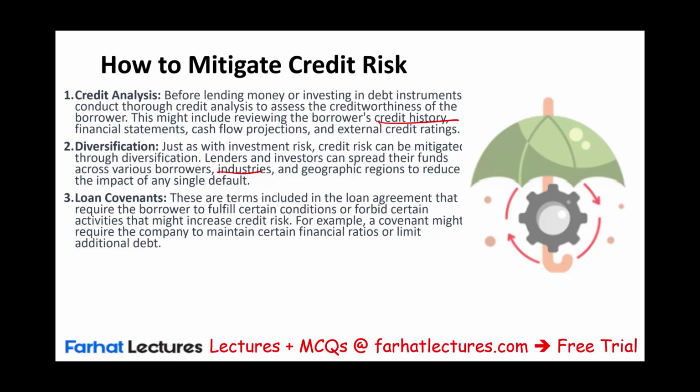You could impose loan covenants, and for loan covenants, we have a separate recording. Simply put, you put certain conditions on the borrower to protect yourself, to make sure that they fulfill their conditions, and to refrain from certain activity that could increase credit risk. For example, you might require the company to maintain certain financial ratios, debt coverage ratios, current ratios, and you limit them from borrowing additional money or paying dividends because you want to be paid first.